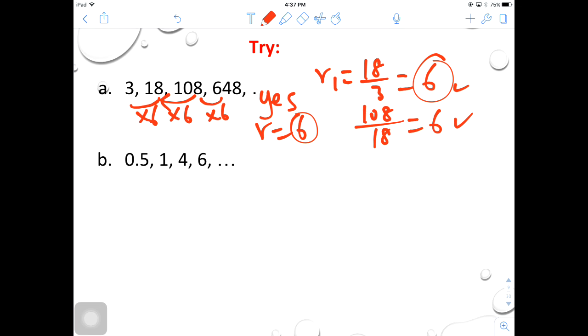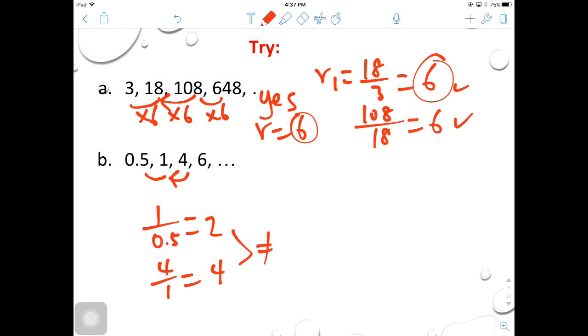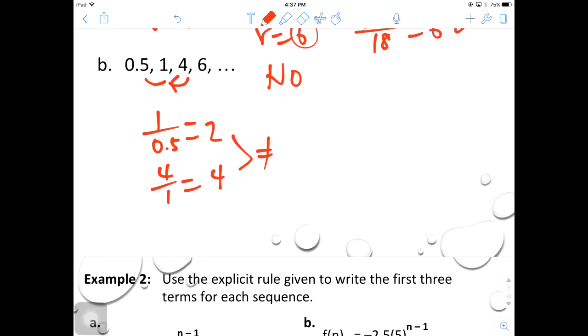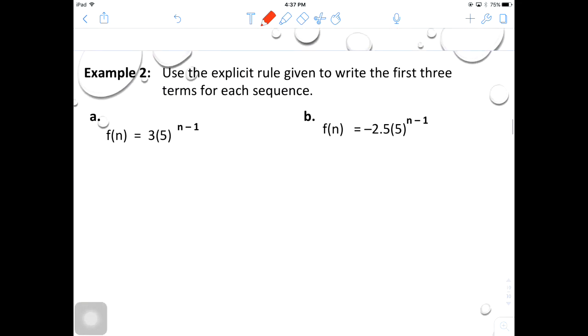Next one, we can do the math again. 1 divided by 0.5, that's actually going to give me 2. But if you take 4 divided by 1, that's 4. So they are not equal. So therefore, I can already right away say, no, this is not a geometric sequence. So that's the end of that problem.